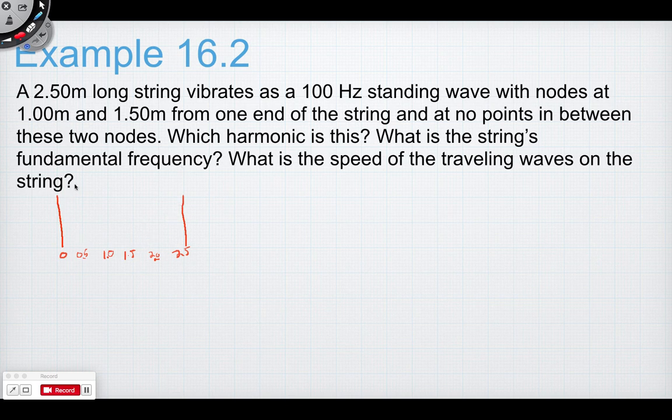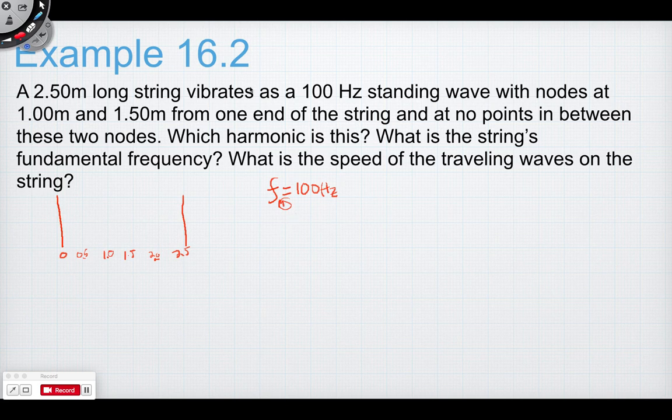Alright, it vibrates at 100 hertz, so I know my frequency is 100. Now, I don't know what mode number this is yet, so I'll just keep it like this. We'll find this in a little bit.